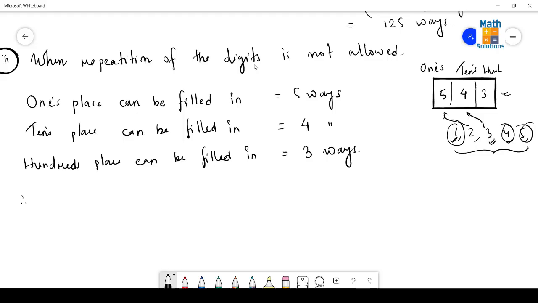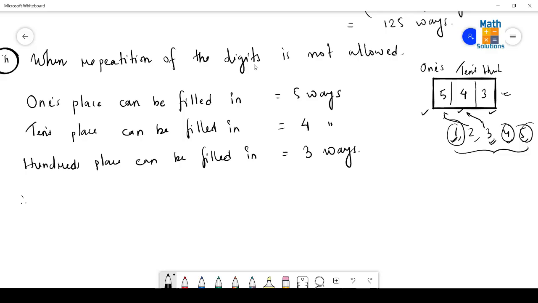Therefore, in this case also, ones place and tens place and hundreds place, all these 3 are the requirements for solving this sum. So of course we have to proceed with the fundamental principle of multiplication, because all these 3 parts we have to take into account. Means this will be joined together by the conjunction AND. Means ones place and tens place and hundreds place. Therefore, of course, we have to use the fundamental principle of multiplication.